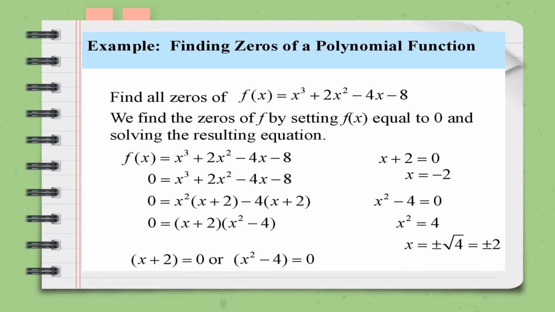Example: how to find zeros of a polynomial function. The first thing that we're going to do is factor the given equation. Then after factoring, you're going to find the value of x. Then, if you want to check whether your answer is correct, just substitute the value of x into the original equation.